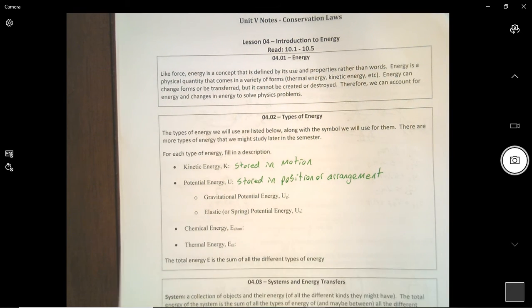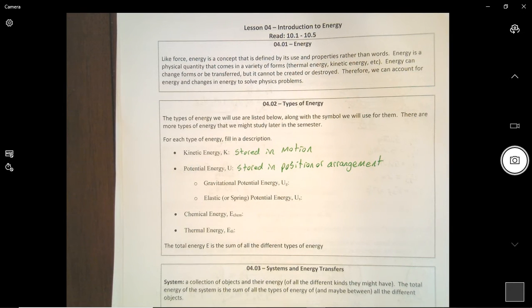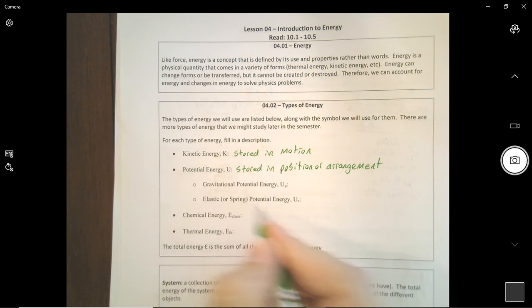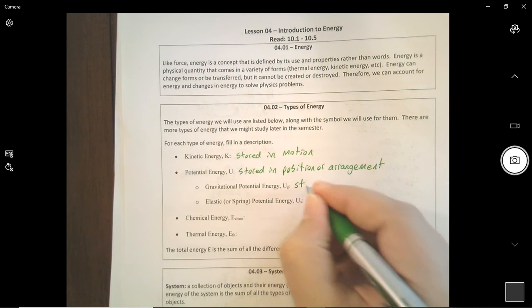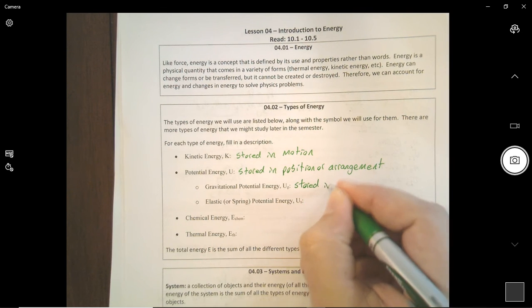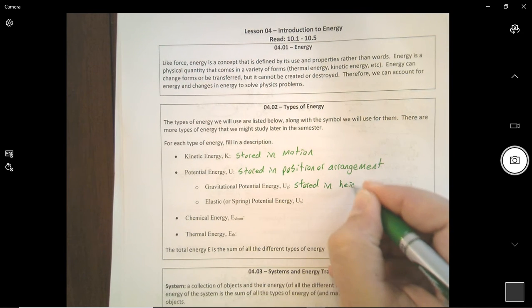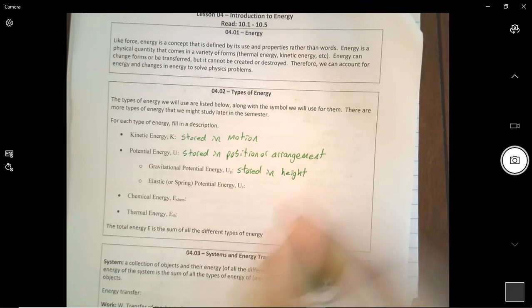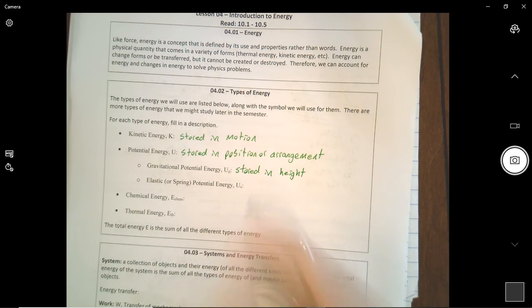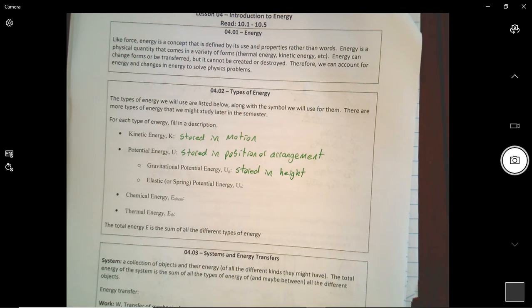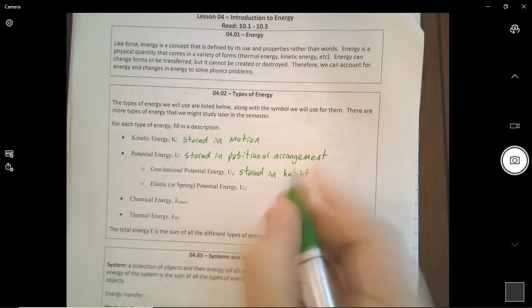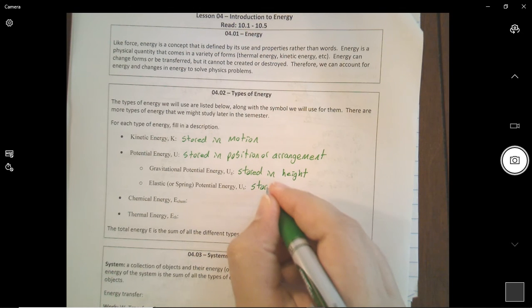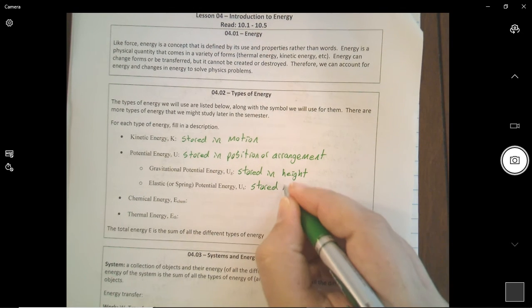But we have two specific forms of potential energy that we would normally study in this unit. The first is gravitational potential energy. So this is stored in the height of an object. We are going to be more specific about that later. I'm going to leave it like that. And then we have elastic or spring potential energy, which is stored in stretching or compressing a spring.